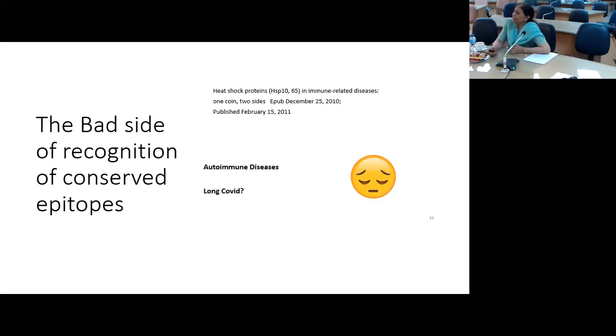Another aspect is that if you are recognizing conserved epitopes, there are chances that you will also be recognizing host epitopes. There may be epitopes within the host that will cross-react, and they can give autoimmune diseases. In fact, HSP65, the heat shock protein of BCG, is associated with autoimmune disease. And long COVID is now also beginning to be considered as part of the reason why you have long COVID is this autoimmune phenomenon that carries on.